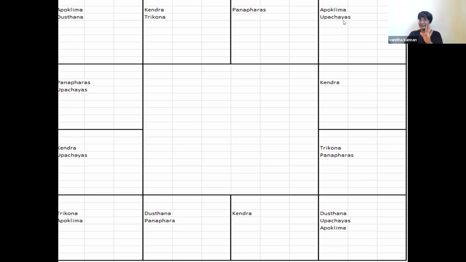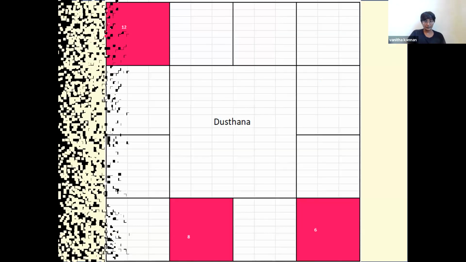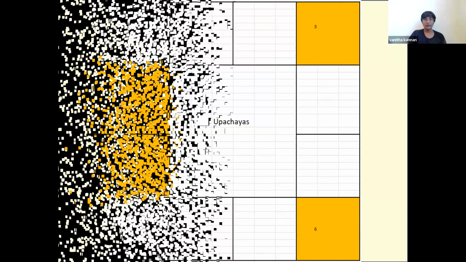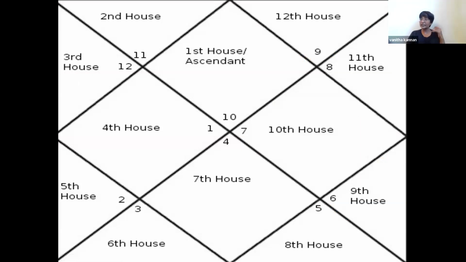Now we'll move on to the third one. Here it is the apoklima as well as the upachaya. Apoklima means the house before the Kendra. If you look at the North Indian chart, you can easily understand this point. The third house becomes your apoklima. What does it mean? The fourth house is your Kendra, so the house before it becomes your apoklima. That means the auspiciousness will be 20% only, not much.